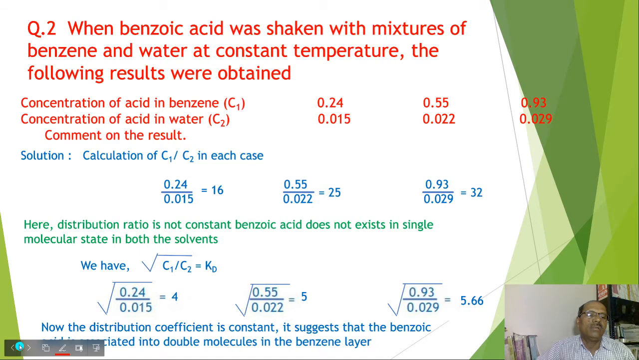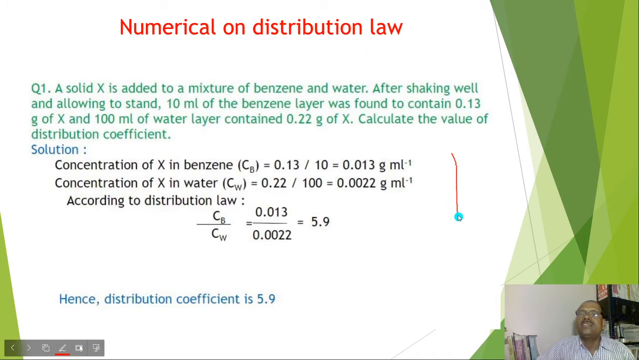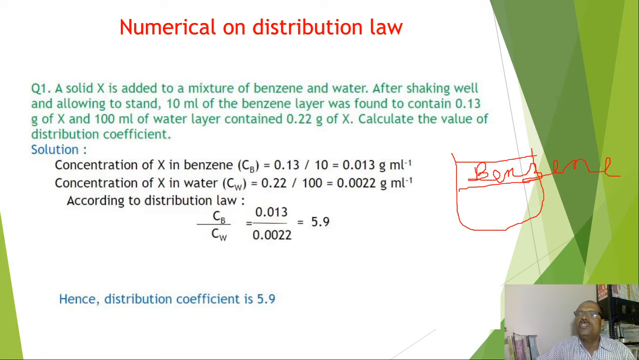In this problem, information is given as, in the two immiscible liquids, like benzene and water, these are the two non-miscible liquids which are in direct contact with each other, and whenever solute X is added, then what will happen? This solute X will distribute into the benzene as well as in water. The concentration of X in benzene and the concentration of X in water are given, and we are asked for the distribution coefficient KD.